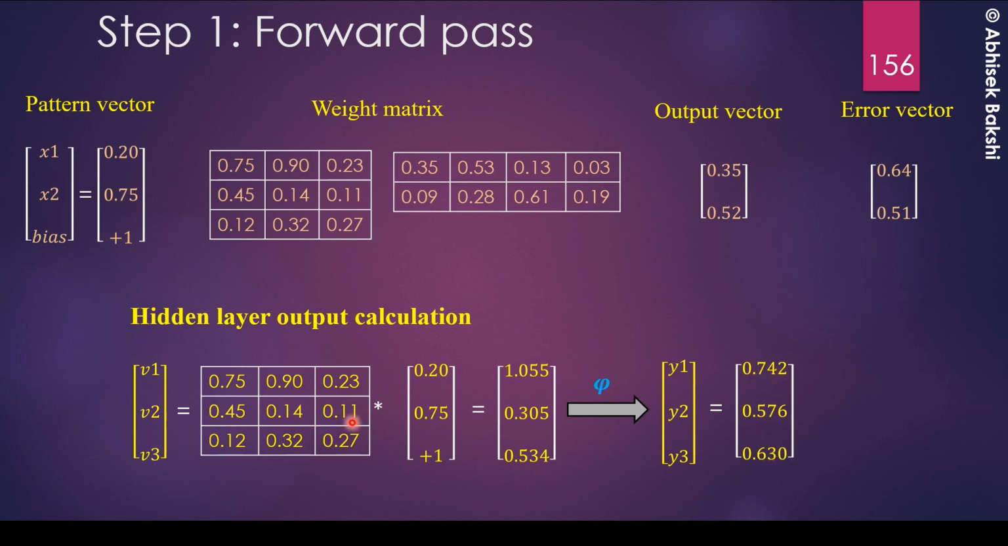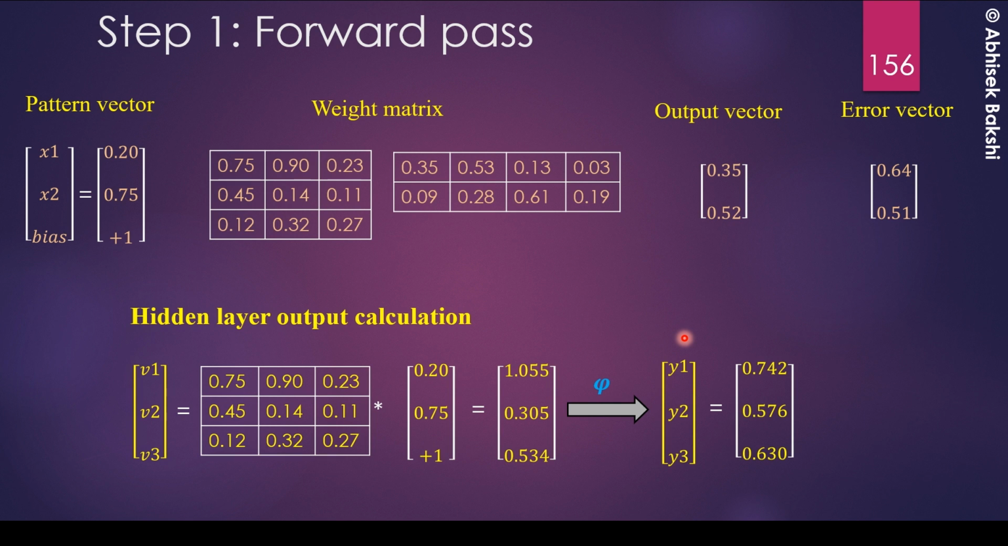Since we have done this calculation by matrix multiplication, it becomes parallel. Otherwise, you have to write a for loop, which is definitely inefficient compared to matrix calculation. That's why matrix is very, very vital here. Anyway, once we calculate the output of the hidden layer neurons, now we have to go for the next pass.